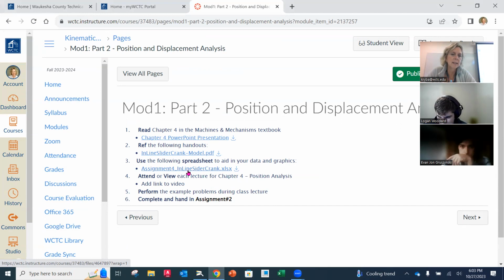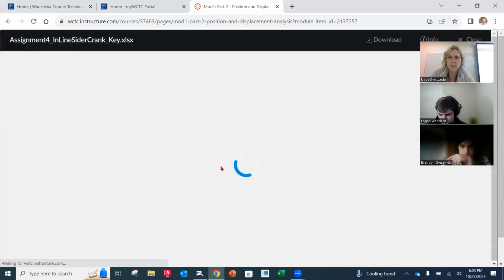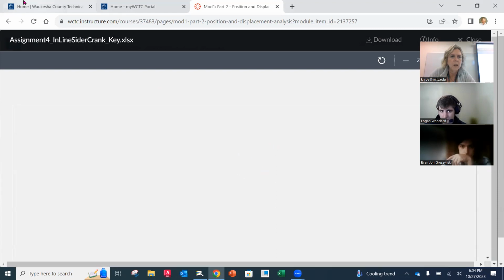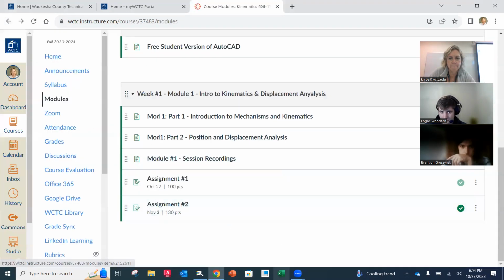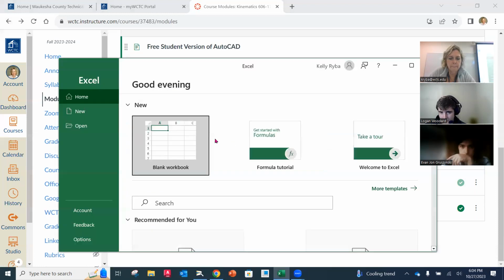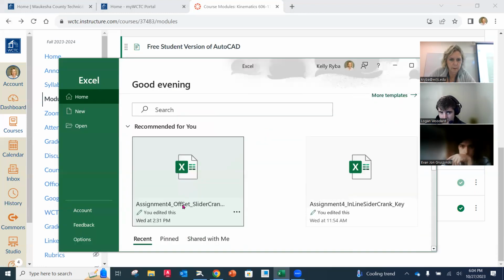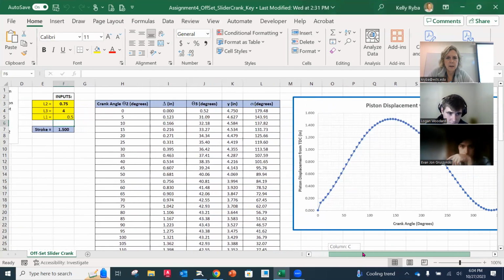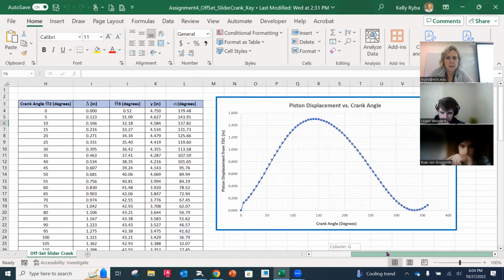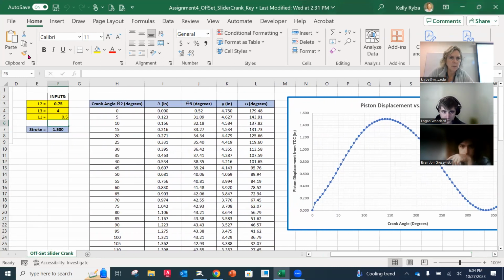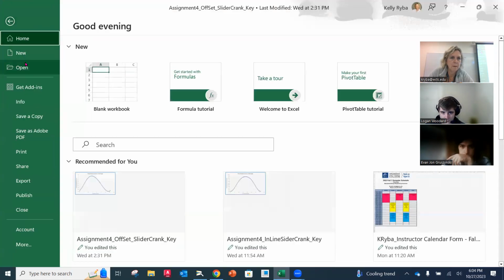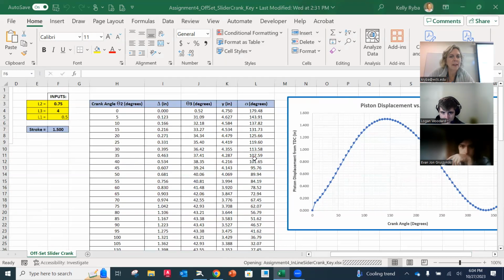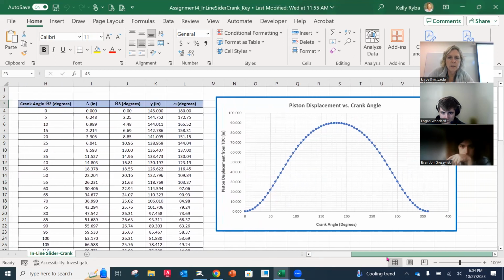But this is an inline slider crank mechanism spreadsheet. Oh, shoots. I didn't want to do that. I'm sorry. I want to actually pull it up. And now in this slider mechanism, you're going to notice that, oh, this is the wrong one. I'm sorry. I was playing with it. I want my inline, not my offset. Okay. So here is the displacement diagram that we have here. So it looks similar to the one that we saw earlier, right?